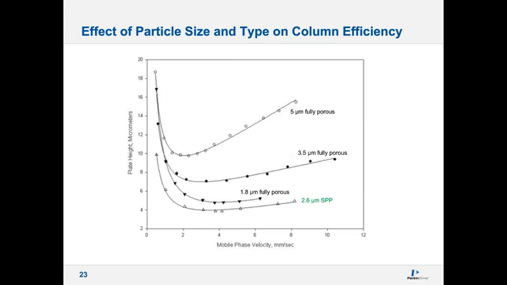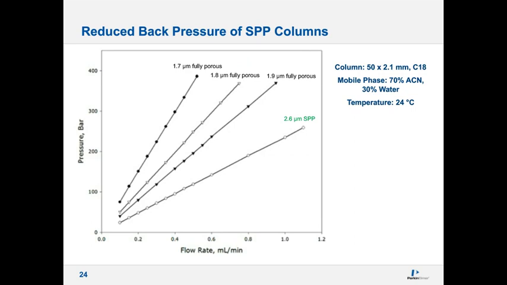The graph here shows the effect of UHPLC particle size and also SPP particle size on the back pressure when running at different flow rates. You can see that the 2.6 micron SPP column, with it being a larger particle size, exhibits much lower back pressure than all of the smaller UHPLC particle size columns. So you can exceed performance of sub-2 micron particle sizes and also with much reduced back pressure using these SPP columns.